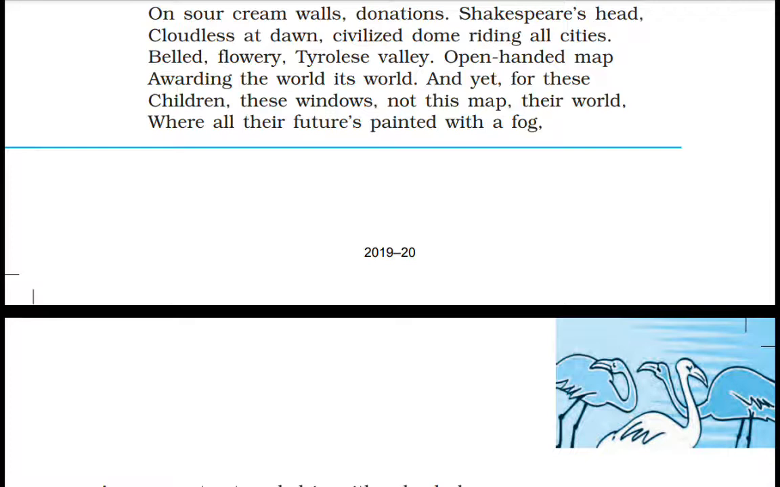Civilized dome. Now here civilized dome refers to the sun. When the sun rises in the morning, it is in the shape of a dome.